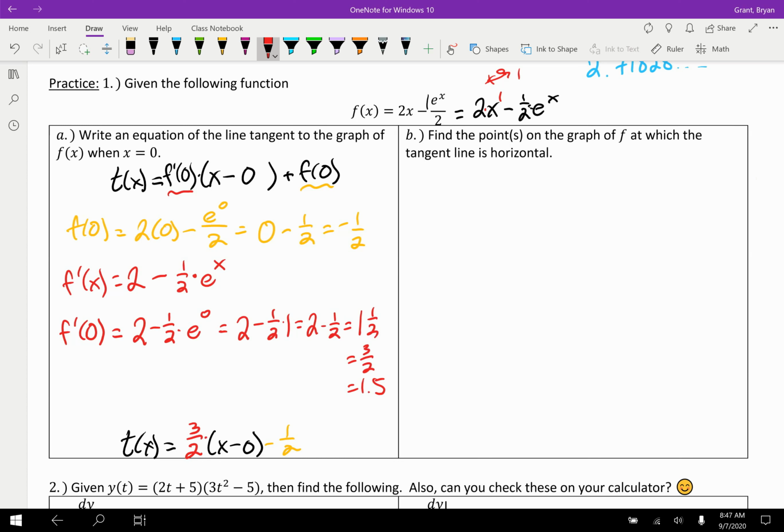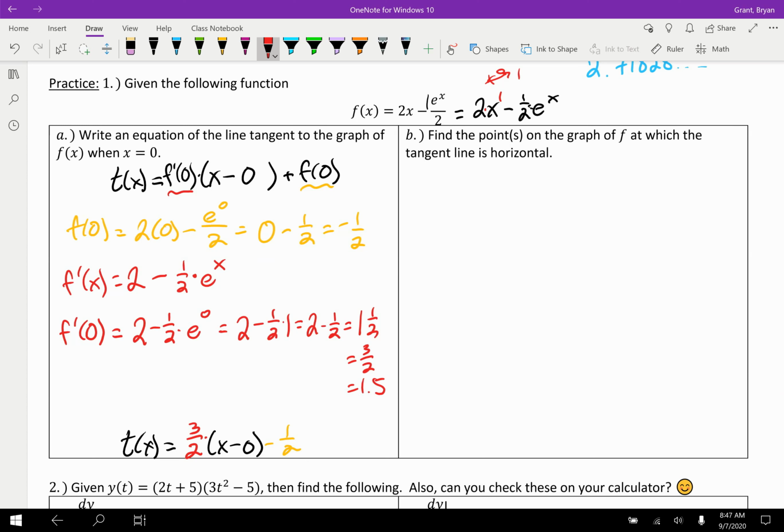Nothing too terrible. Let's see if we, well, no, let's try B first, and then we'll check to see if we got these right. I'm a big fan of checking it, because then you can go back through and self-check your work and see if you made any mistakes, and it's really easy to check in this day and age. The graphing calculator software is everywhere, and it's free. So find the points on the graph of f at which the tangent line is horizontal.